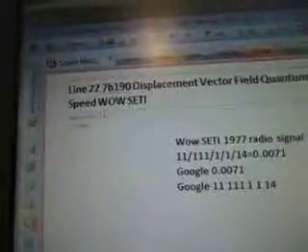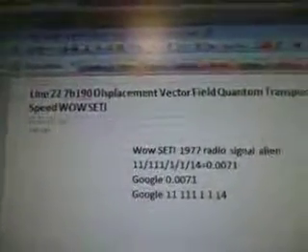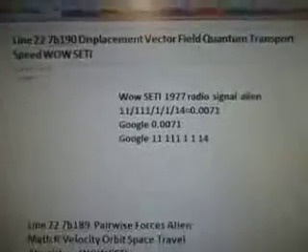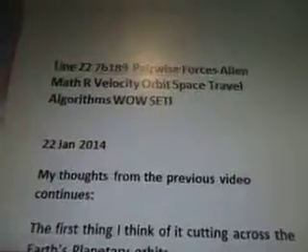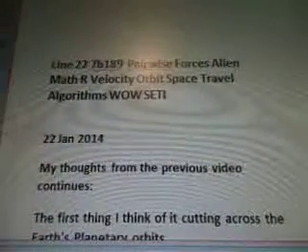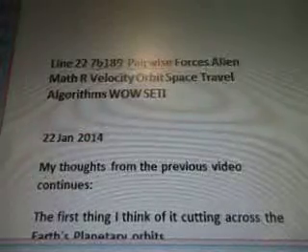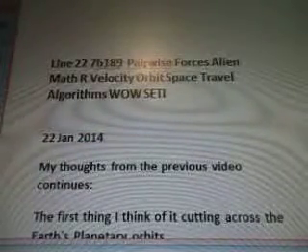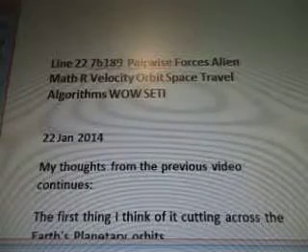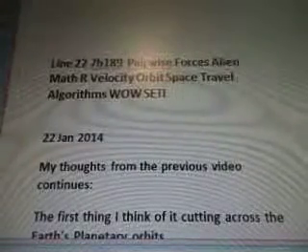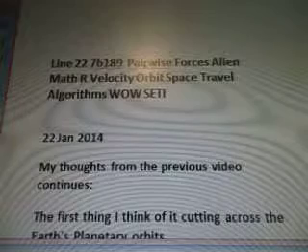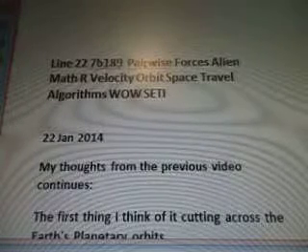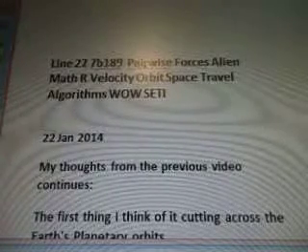Line 22, 7B190: Displacement Vector Field, Quantum Transport Speed, Wow! SETI. There's the alien radial signal. And this is alien R-MAP velocity, displacement vector field, and planetary orbits for UFO engine space travel algorithms. Line 22 WOW data keyword research. So line 22, 7B189: Pairwise forces, alien math, R velocity, orbit space travel algorithms, Wow! SETI.